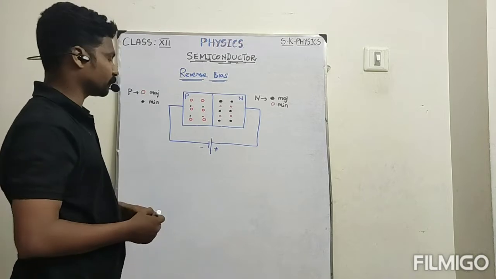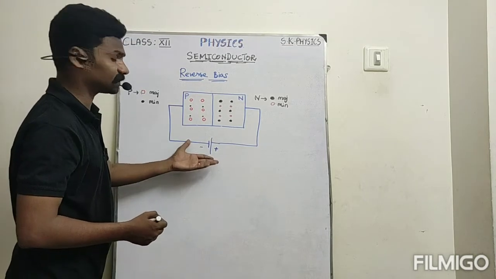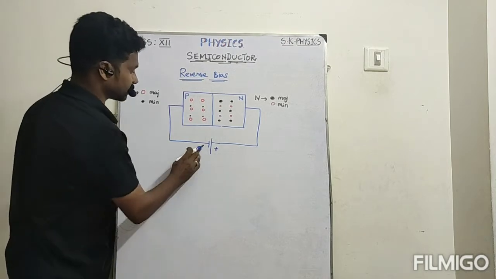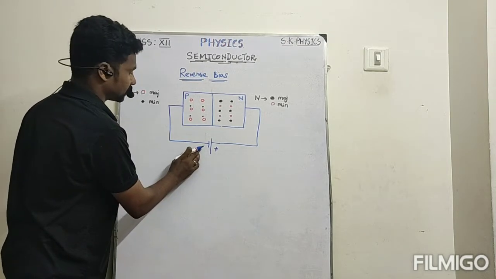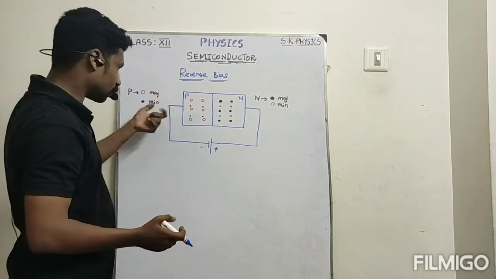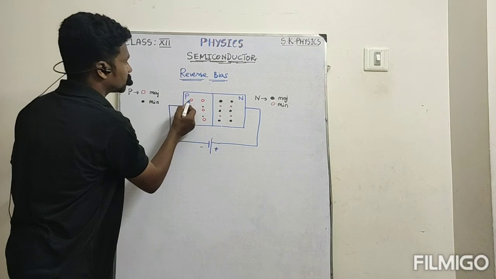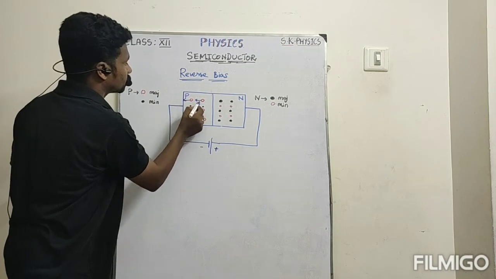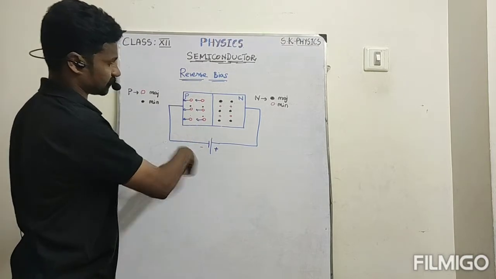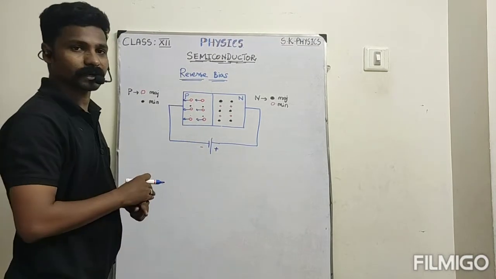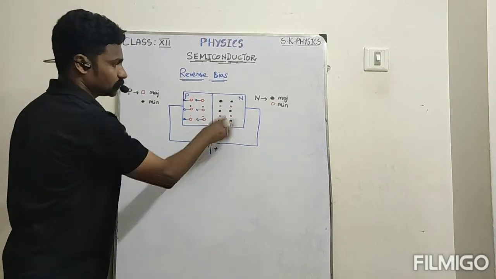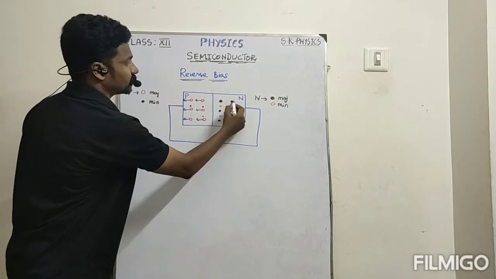Generally, while connecting in the reverse bias, the majority charge carriers, say for example, here the negative terminal will attract all the holes from the P region. So these holes move towards the negative terminal of the battery. Like that, in the N region all the electrons move towards the positive terminal of the battery.